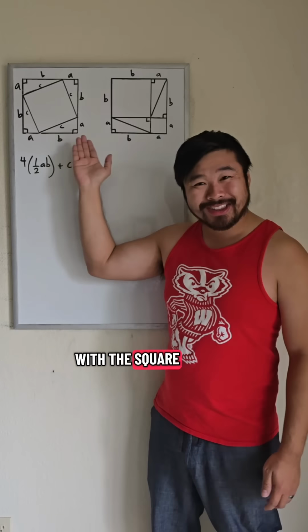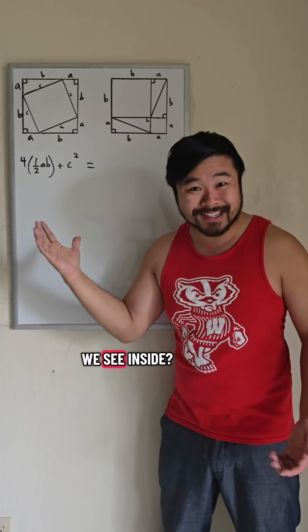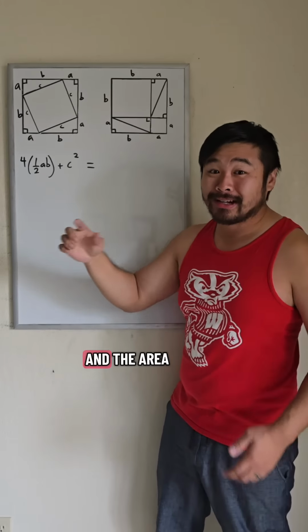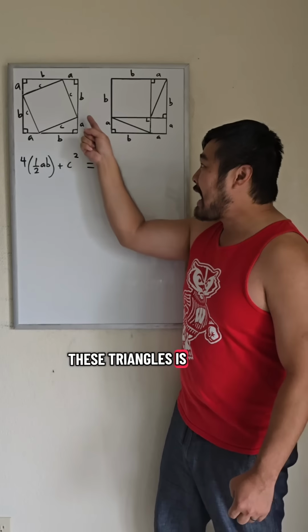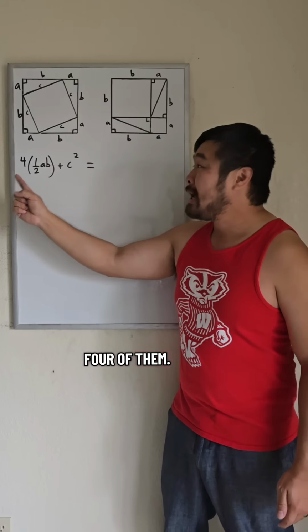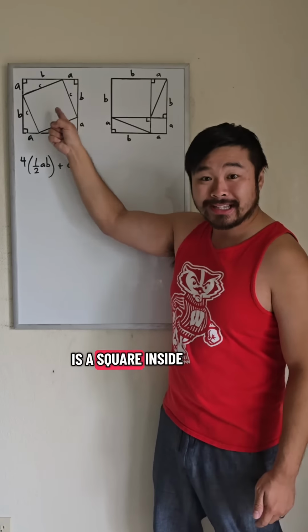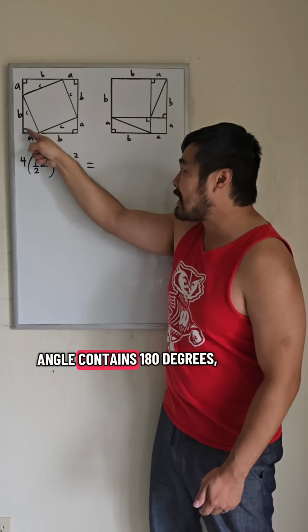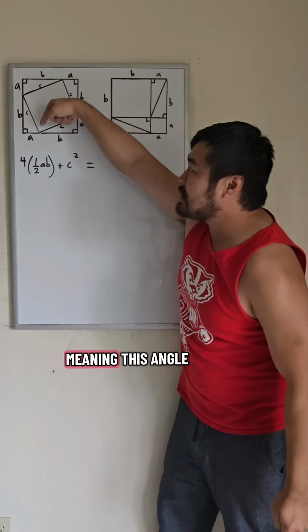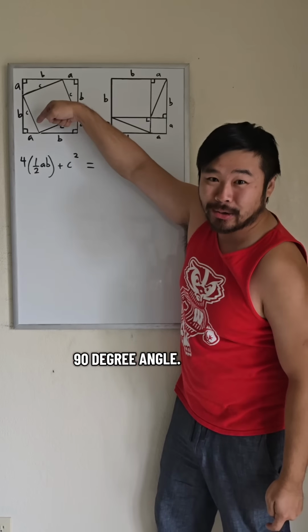Now let's start with the square on the left. What shapes do we see inside? Well, I see 4 of the same right triangles and a square. And the area of each of these triangles is half a times b, half base times height. And there's 4 of them. And I can tell that this is a square inside because a straight angle contains 180 degrees, and these 2 angles add up to 90, meaning this angle right here has to be a 90-degree angle.